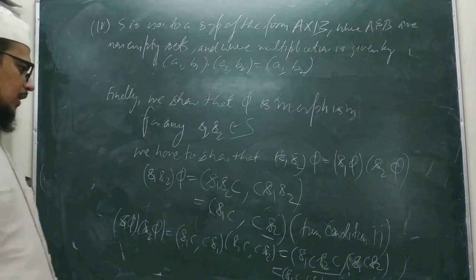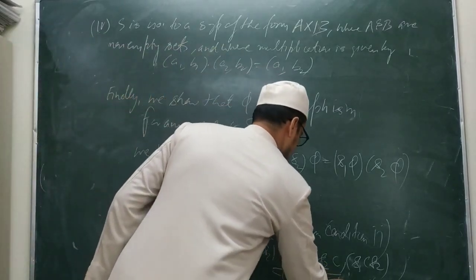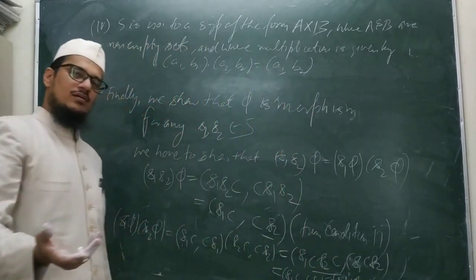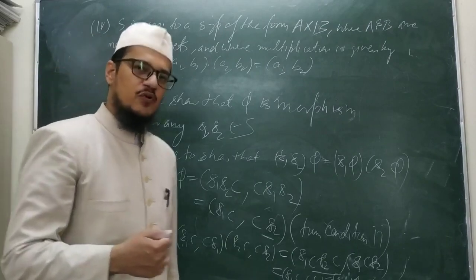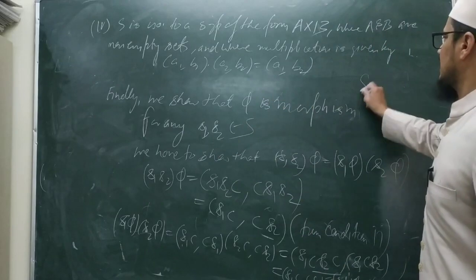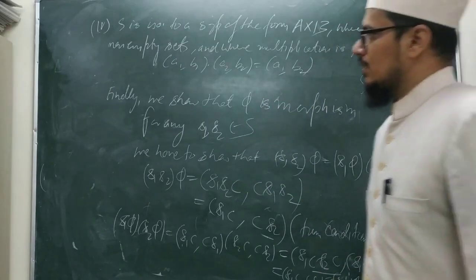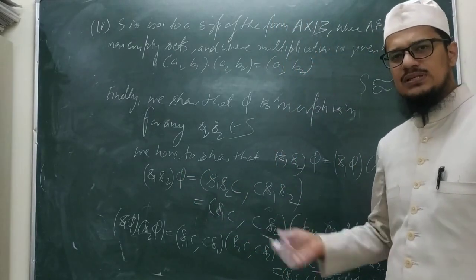Is it clear? So in this way, both are equal, and phi is what? Morphism. So in this way, we have proved that S is isomorphic to the direct product L cross R. Now we have to prove that third implies fourth and fourth implies first. These are easy.